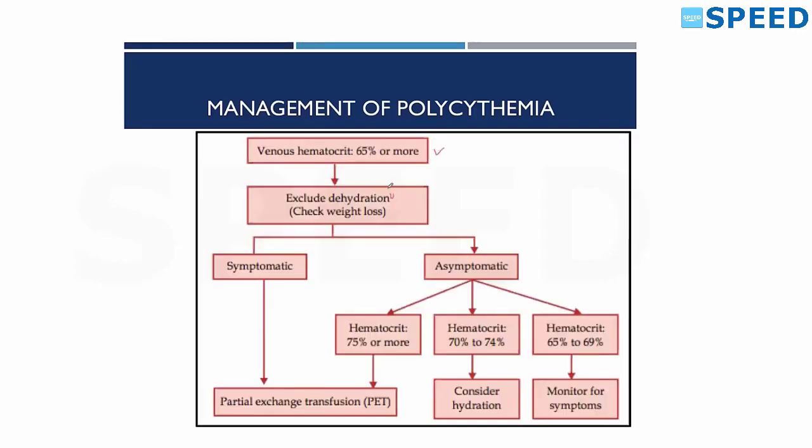You need to exclude dehydration and check for weight loss, which will rule out hemoconcentration as a cause of polycythemia. That will be a pseudo cause, pseudo polycythemia. Now, once you have ruled out hemoconcentration, the next thing is to see whether the patient is symptomatic or asymptomatic. If the patient is symptomatic, partial exchange transfusion is the key. If the patient is asymptomatic and is having a hematocrit value of 75% or more, the partial exchange transfusion is still on. But if the patient is having a hematocrit value of less than 75%, then the management is going to slightly differ.